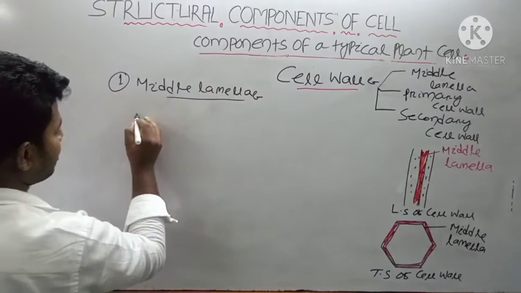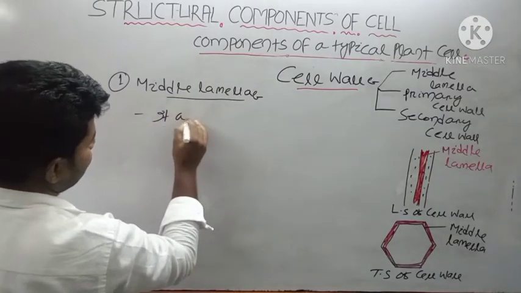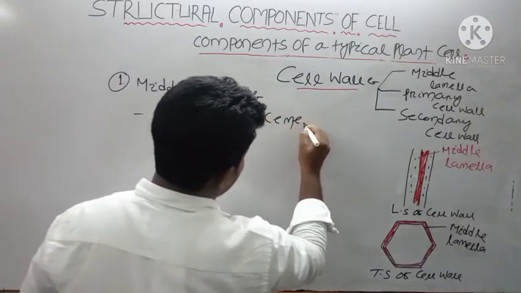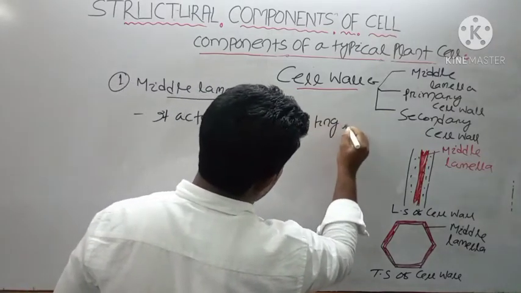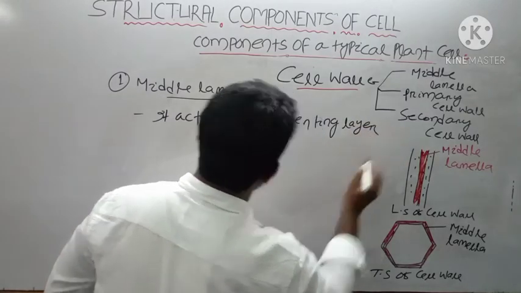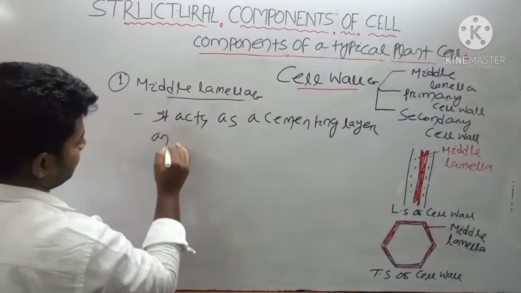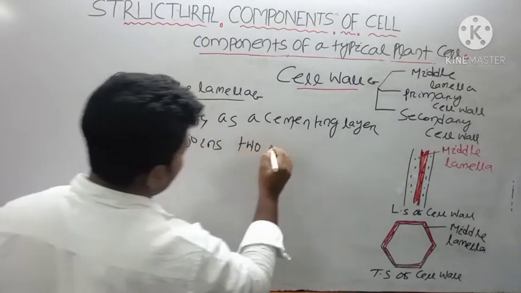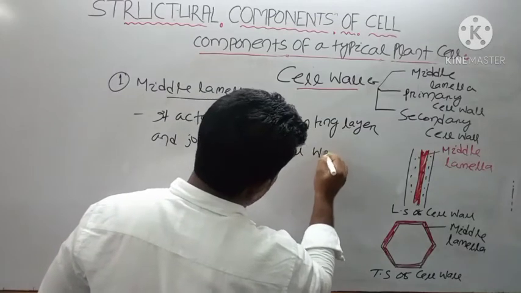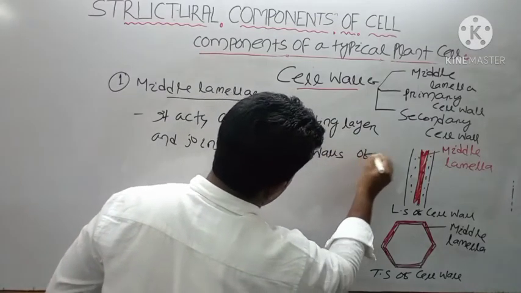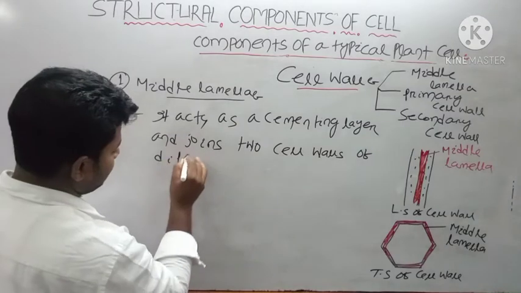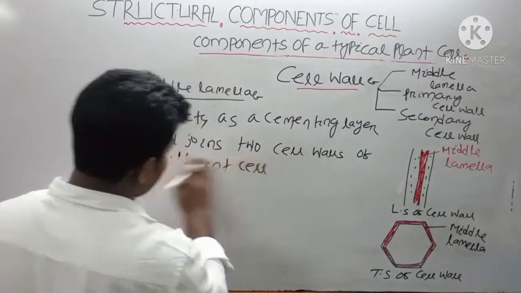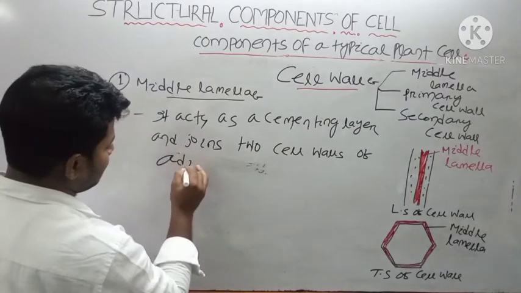The middle lamella acts as a cementing layer and joins the cell walls of different cells. We can say it joins adjoining cells.